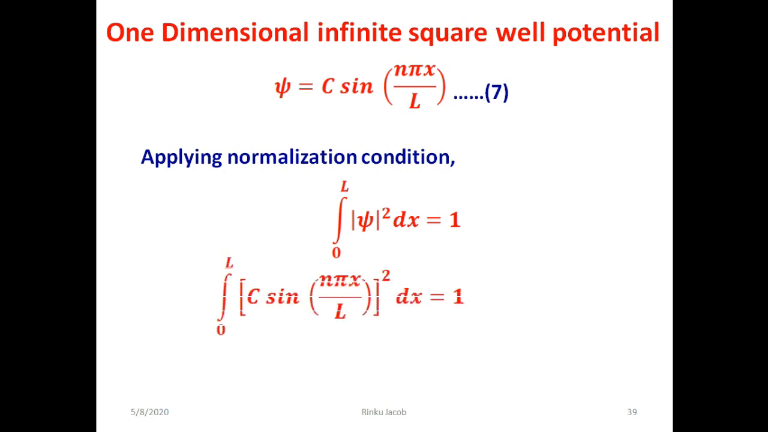So we get the integral of (c sin(nπx/L))² dx equal to unity within the limit x = 0 to x = L. Now taking c² outside as it is a constant, we get c² integral 0 to L of sin²(nπx/L) dx equal to 1.